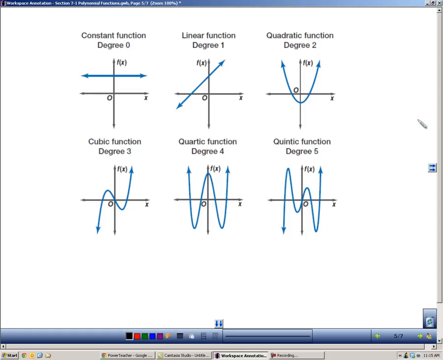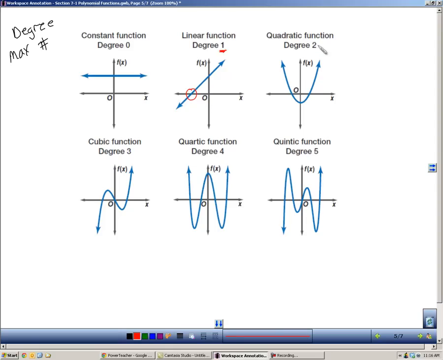Here I'm going to try to clarify for you the relationship between the degree of a polynomial function and the maximum number of times the graph intersects the x-axis. So if you have a polynomial function that has a degree of 0, then it intersects the x-axis in 0 places. Well, how about a linear function? Here's a line. It intersects the x-axis in 1 place, and the degree is 1.